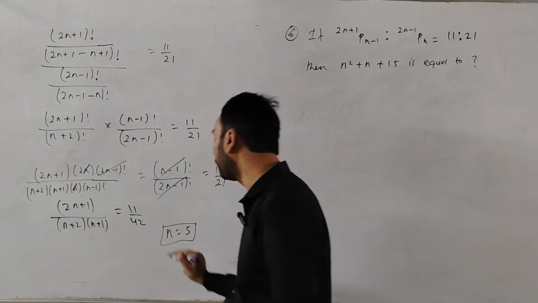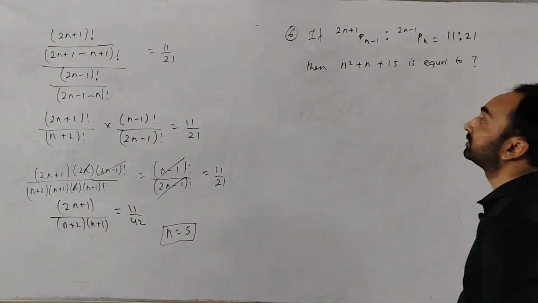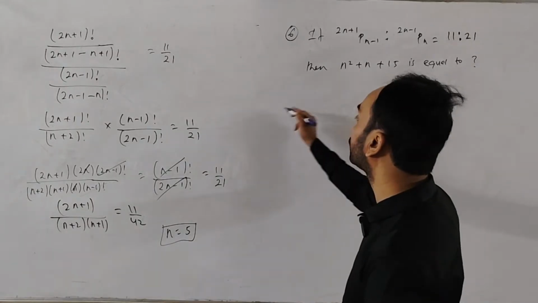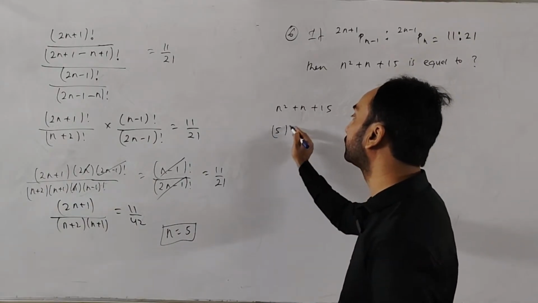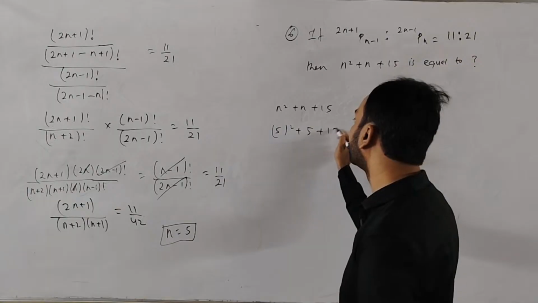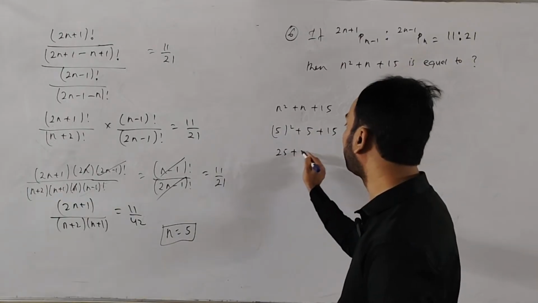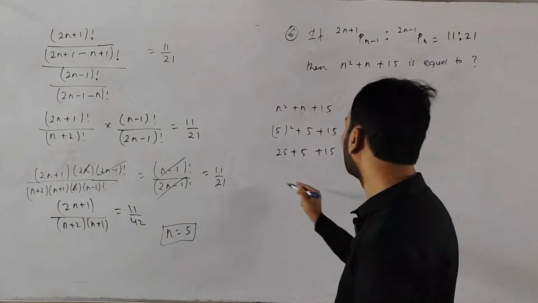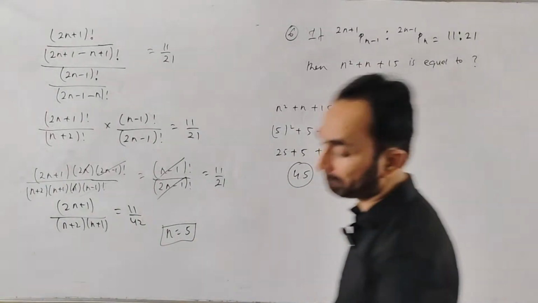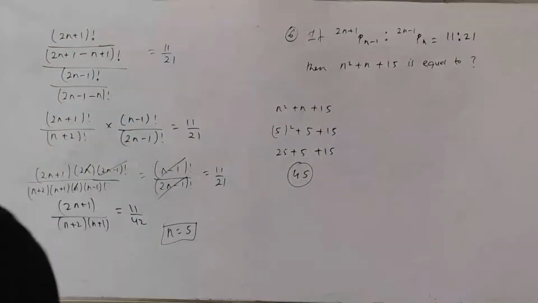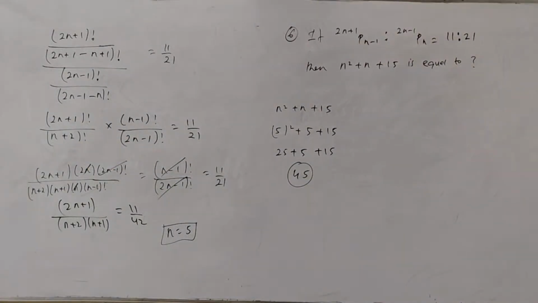Once we get n is equal to 5, but they are not asking any value of n. They are asking what? n square plus n plus 15. So n square is what? 5 square plus 5 plus 15. This will be what? 25 plus 5 plus 15, and I think 45 is the answer. Make sure the answer is correct. So for this problem, the final answer is 45.